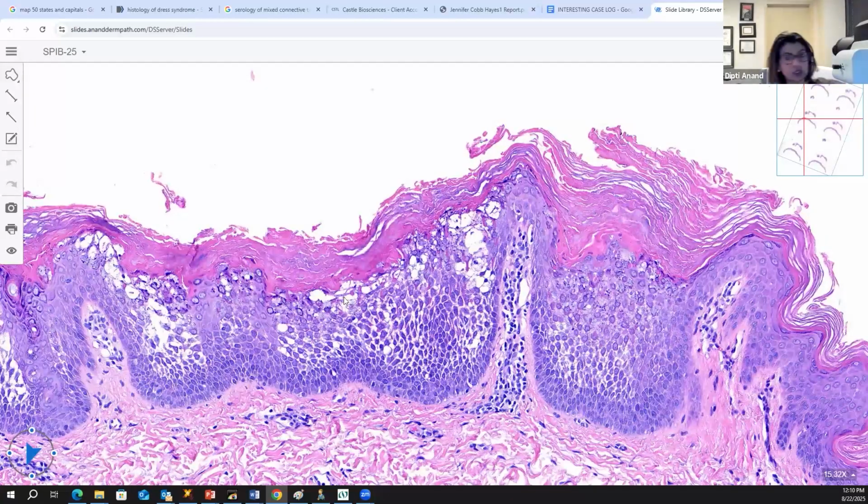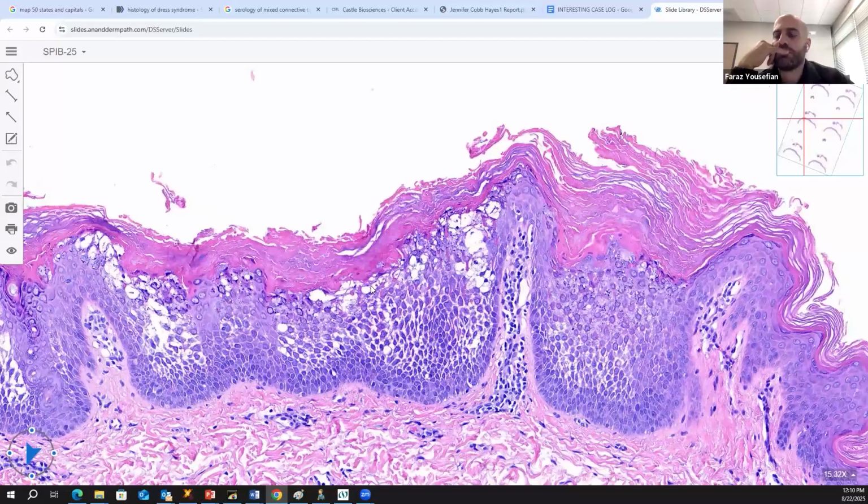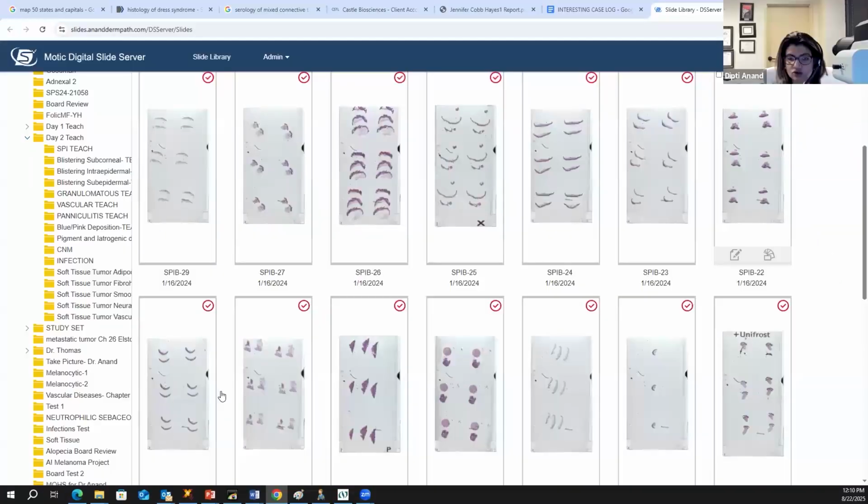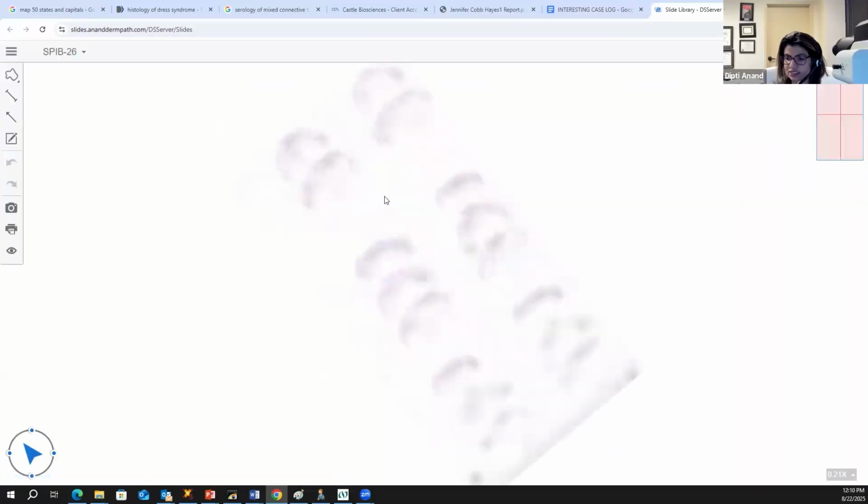So it will not be necrolytic migratory erythema. So this would be EHK. Do you guys make the diagnosis on that? Did everybody get that? And did everybody get the differential? Okay. Let's go to the next one, which is slide 26.